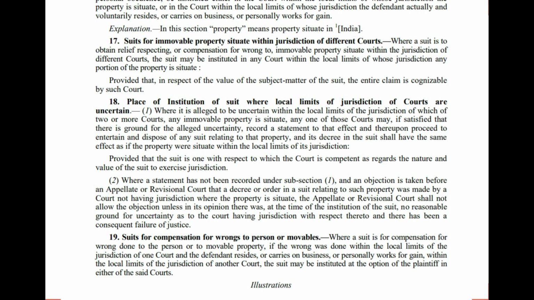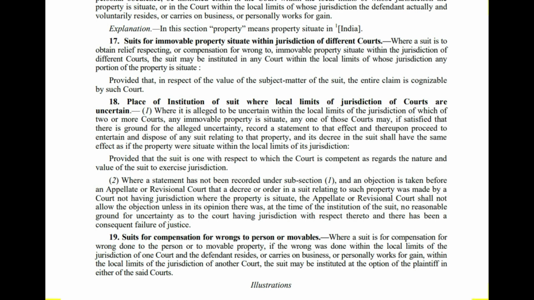If someone fails to do so, he cannot employ this defense in appellate or revisional court. However, there are certain situations in which the appellate or revisional court can entertain this. The first is when the suit was instituted and there was no reasonable ground for uncertainty. In that case, the appellate or revisional court can entertain this defense. The second is when there will be a failure of justice if this is not entertained, or there has been a consequent failure of justice. In that case also, the appellate or revisional court can entertain this objection.